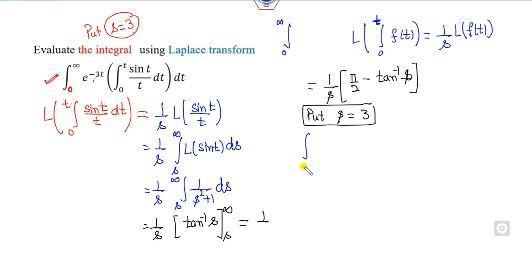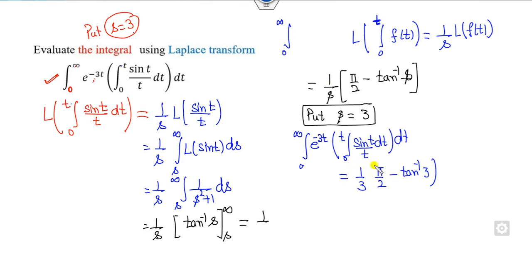Now you can put s equal to 3. So the left hand side will be the integral from 0 to infinity of e to the power minus 3t, t to the power 0, sin t over t dt. If I substitute s is 3, it is 1 over 3 times (pi over 2 minus tan inverse 3). That is the answer. Or you can write pi over 2 minus cot inverse 3 as the right answer of this problem.